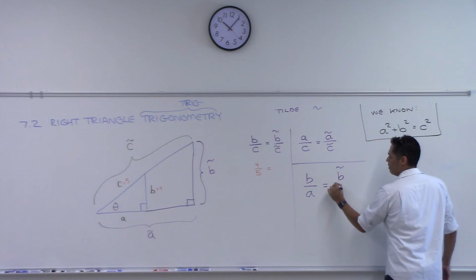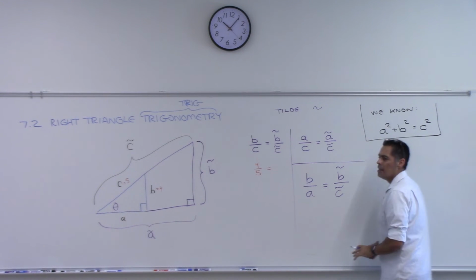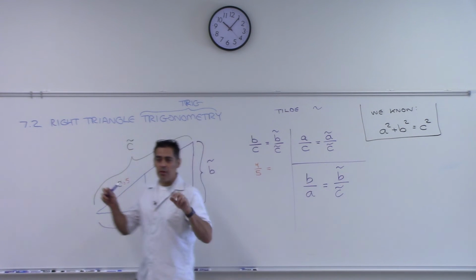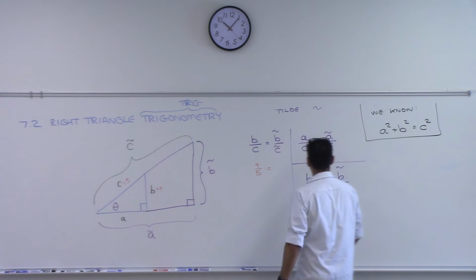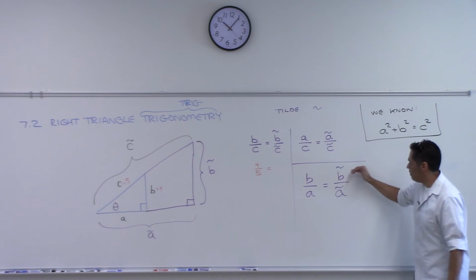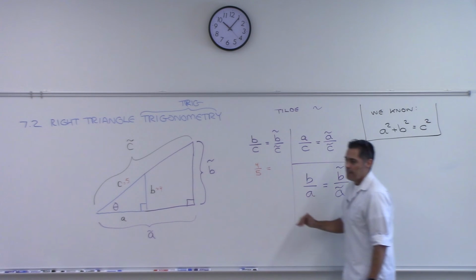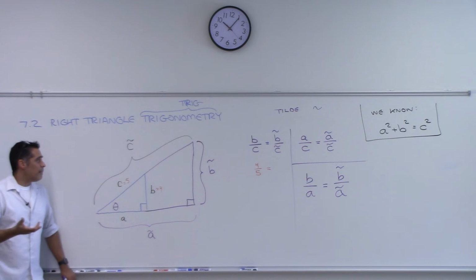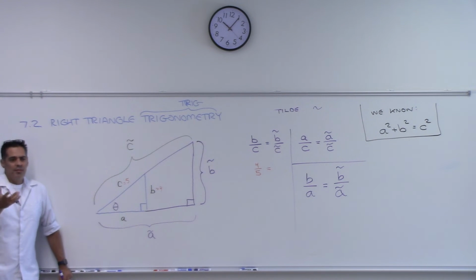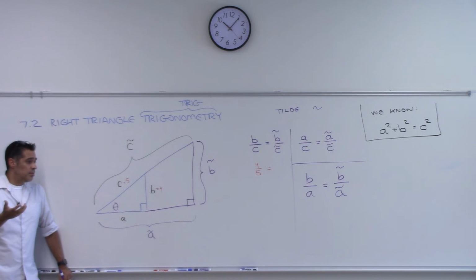B tilde over C tilde. This is because these triangles are what we call A tilde. B over A should be equal to B tilde over A tilde. These are similar triangles. All similar triangles have a property that corresponding sides are proportional to one another.